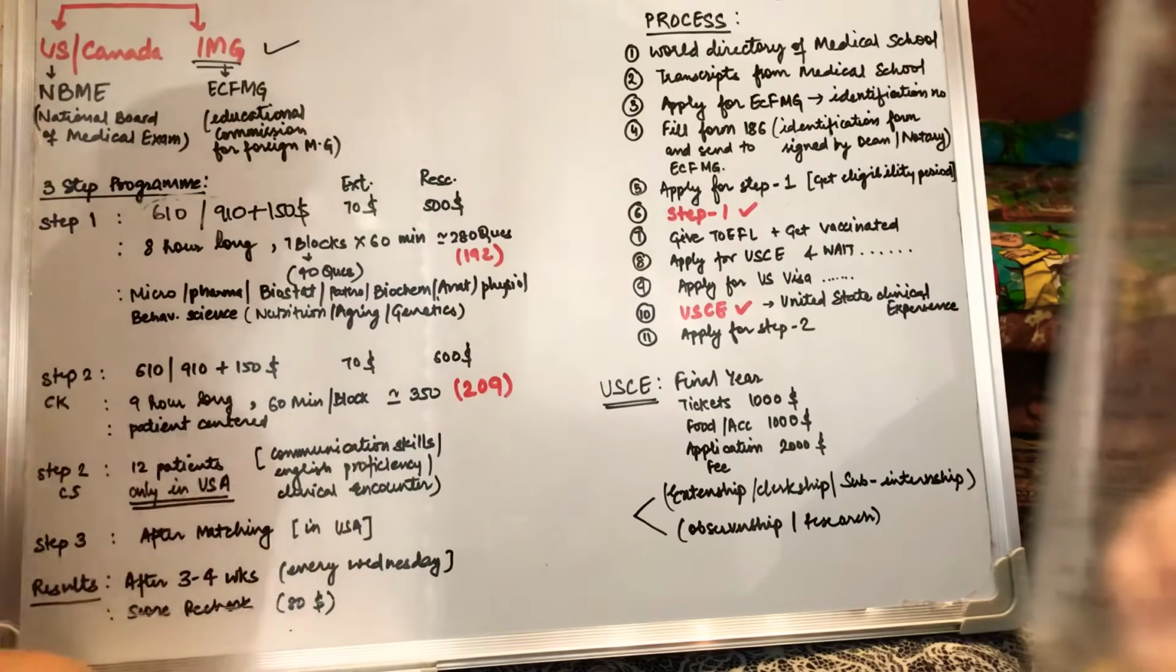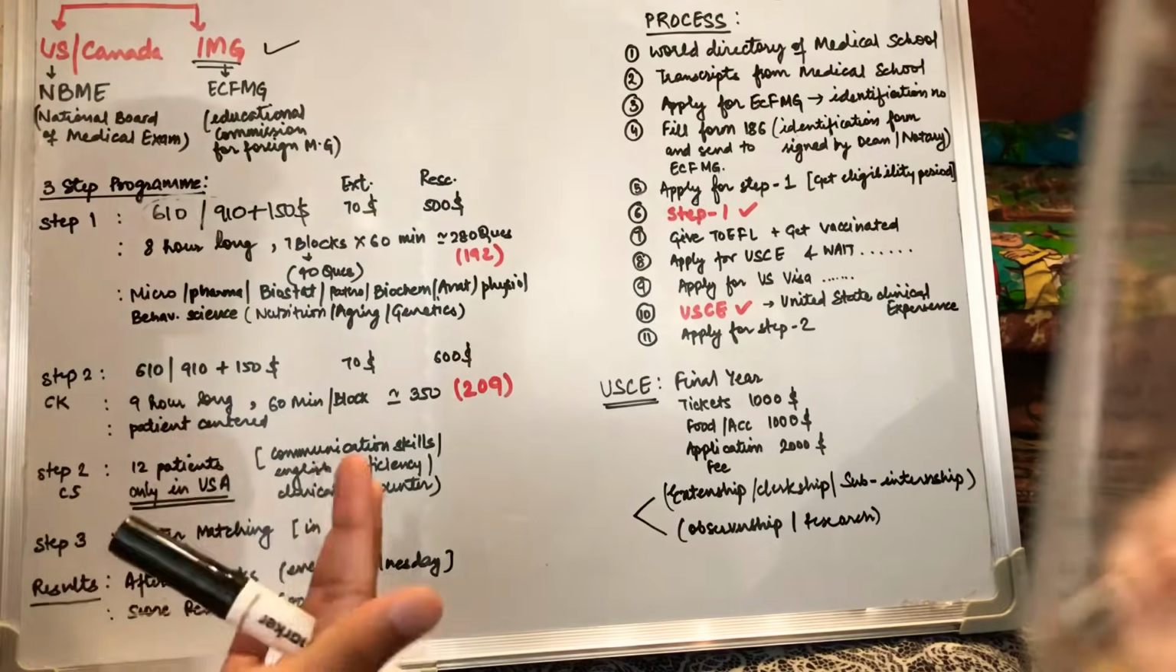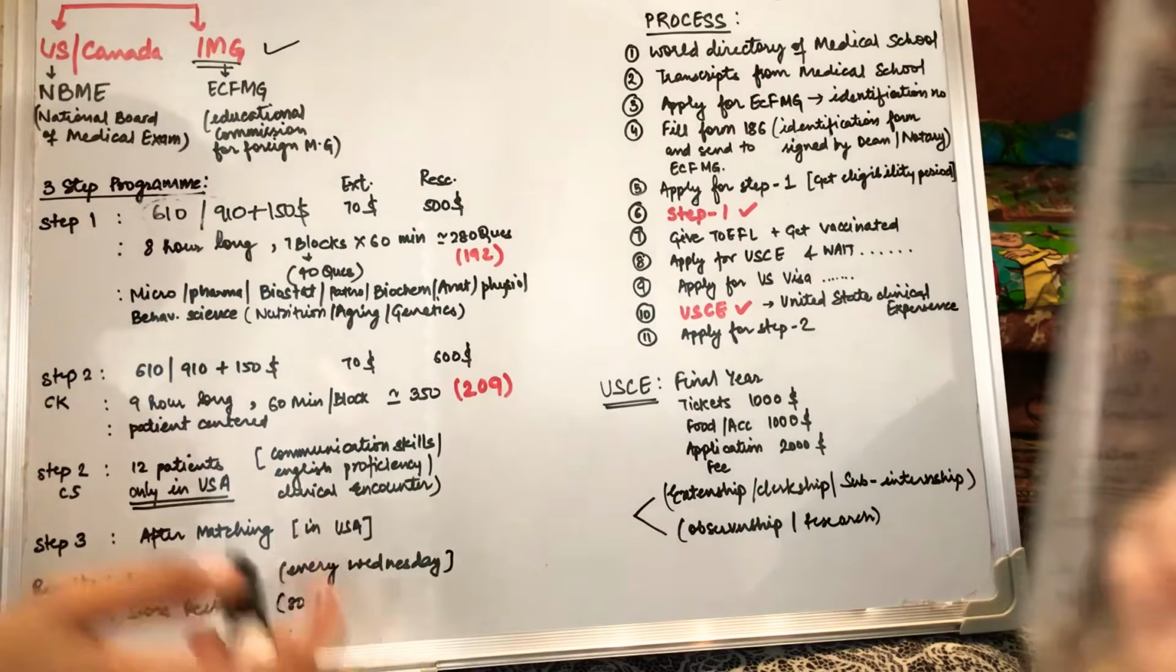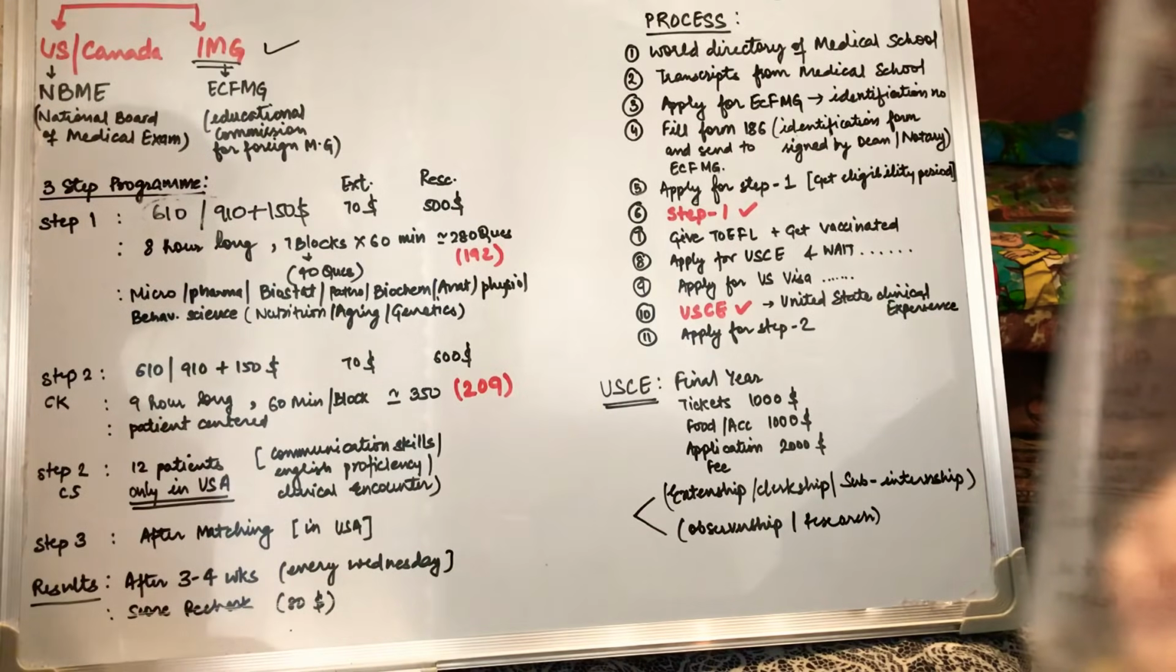The fifth step will be, after you are done with the ECFMG, you'll apply for step 1. You'll get your eligibility period of 3 months. You'll choose a date. You'll give step 1. Now, approximately 11 to 12 months are required for preparation, but it might depend upon every individual. You might need 3 months. You might need 1.5 years. So plan ahead and apply for step 1. You'll get your results after a month.